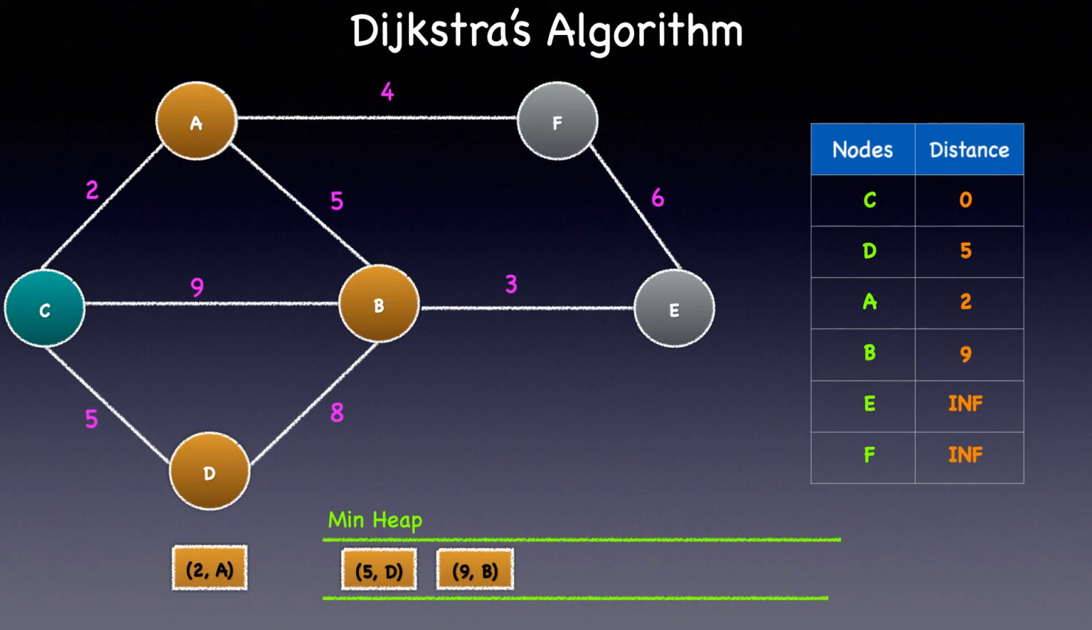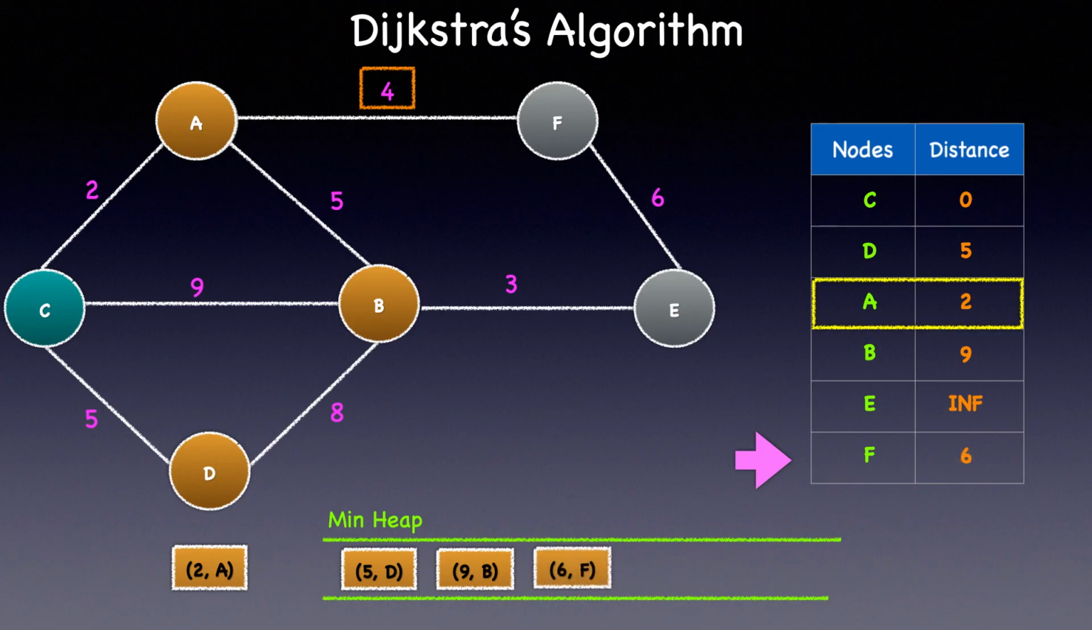Let's examine the distance estimates of the unexplored nodes connected to node A. The distance from node A to node F is 4 miles and the current cost of A is 2 miles. So the total cost to travel to node F is 4 plus 2 equal to 6 miles. 6 is less than the current value of F in the distances dictionary, which is infinity. So we'll update F's cost to 6 and also heap push it onto the min heap and mark it as discovered.